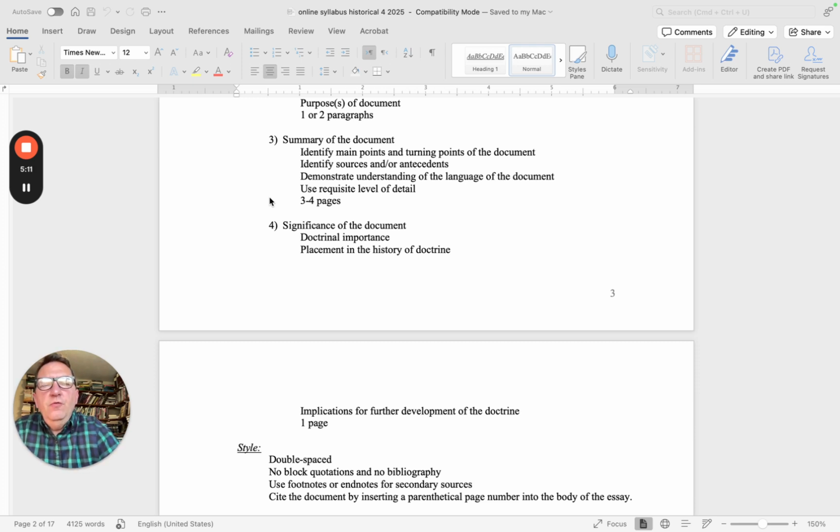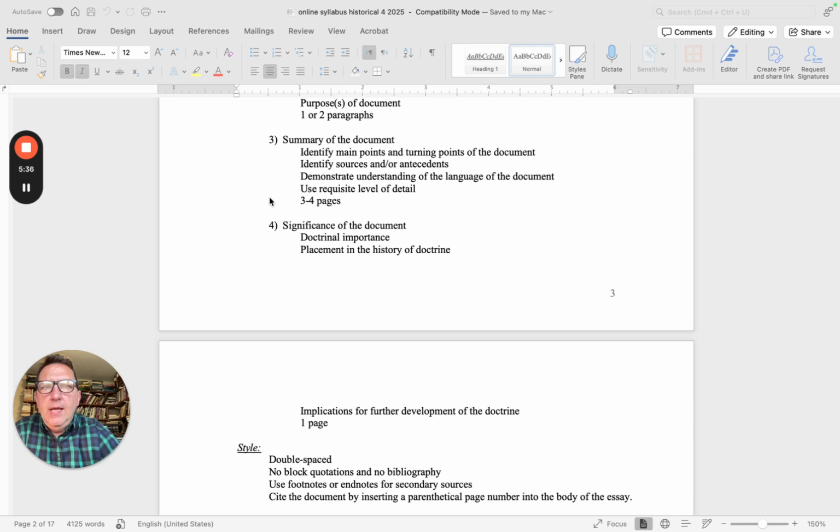I will help you for each paper with this. I'll post it on Brightspace and tell you, make sure you talk about this in that final page on significance. You can talk about other things as well, but make sure you cover this. So I'll help you a bit on that. But the main point is, it's not a research paper. It's just simply you and the document.